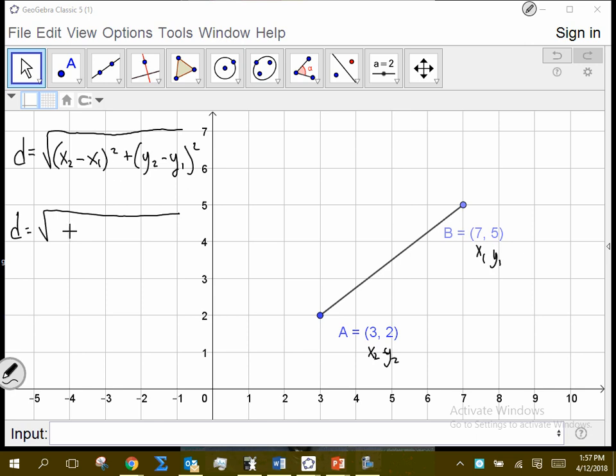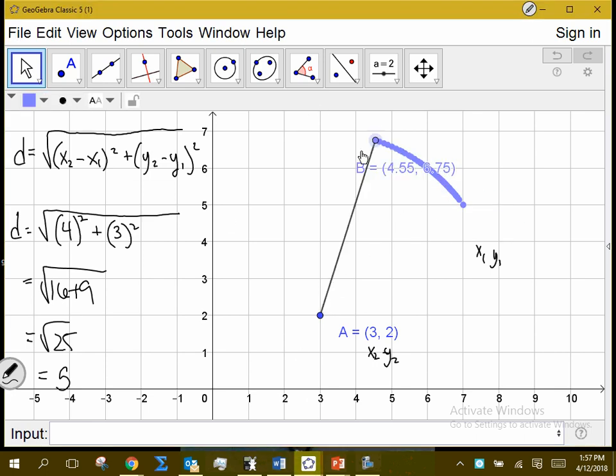Chuck? 5. Okay. So 7 minus 3 gives you 4, right? We'll square that. Add to it 5 minus 2, which gives me 3. We'll square that. So we get 16 plus 9, root 25, which Chuck is telling us is 5, right? Awesome. Okay. Well, then you're wrong.